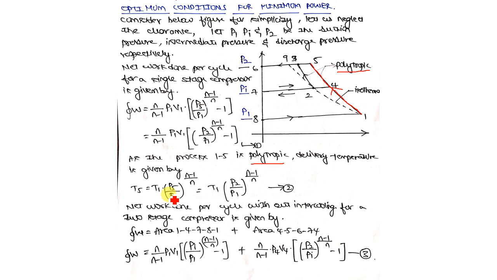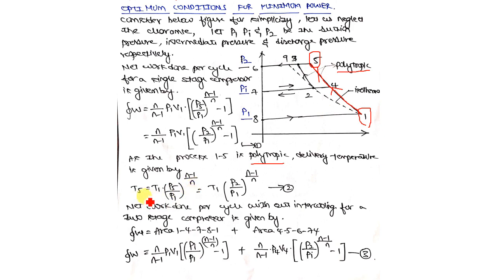So similarly, you apply it for the process 1 to 5 here. You will get T5 by T1 equals P5 by P1 whole to the power of n minus 1 by n. You are interchanging the term, so it is n minus 1 by n here. You want T5 from this, take it to the other side, P5 is replaced as P2 here, and you will get your equation number 2.